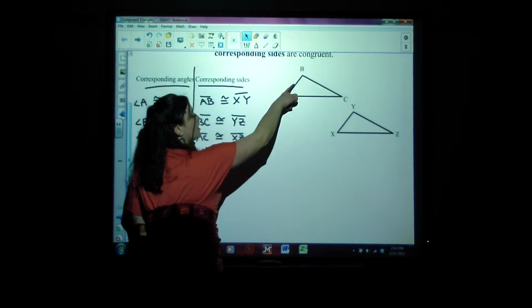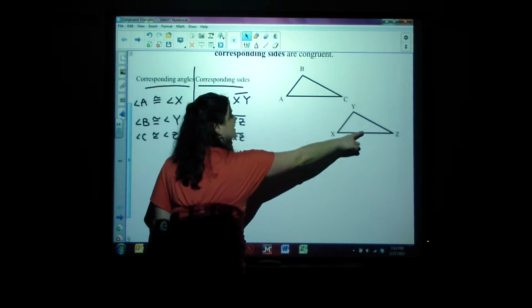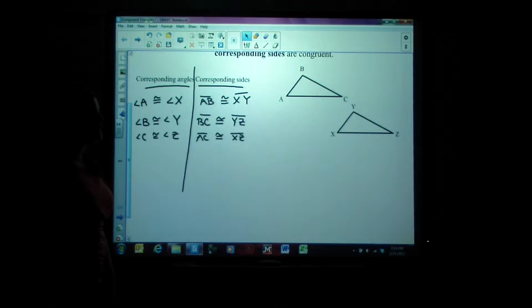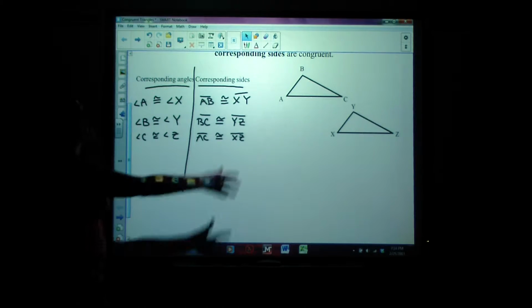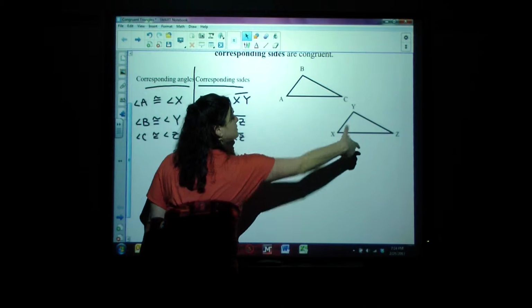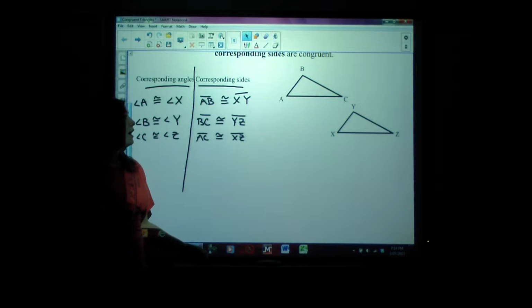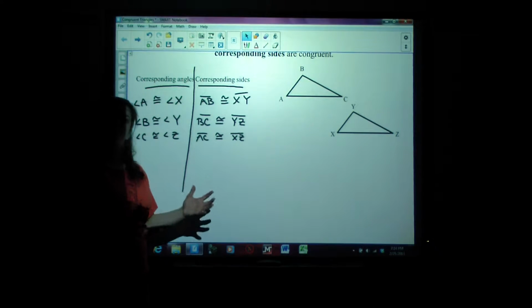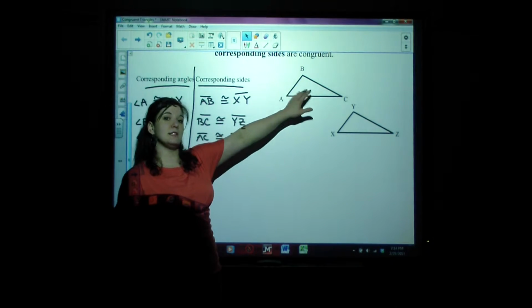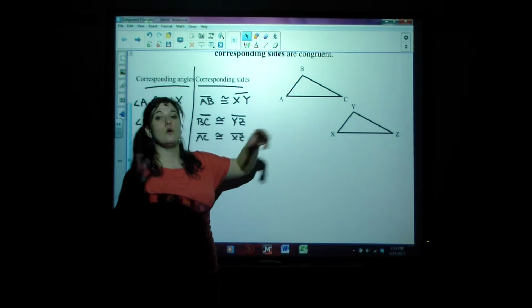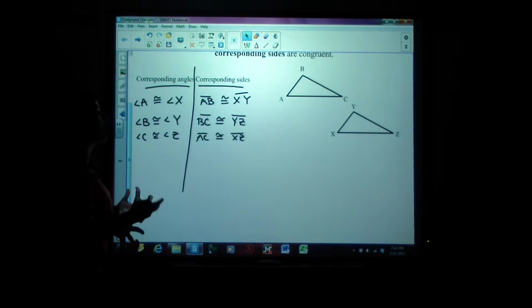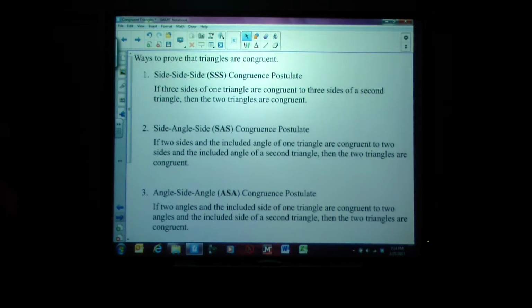Notice I kept the smallest side with the smallest side, the largest side with the largest side, same with the angles. So we need to watch those things and make sure that they work. Not all of the pictures are going to be this nice. Sometimes things are going to be turned, flipped around, so you need to be watching out for when those triangles are turned or flipped or whatever. Watch out for which one is the biggest angle, which one is the biggest side, which ones correspond, which ones are congruent.